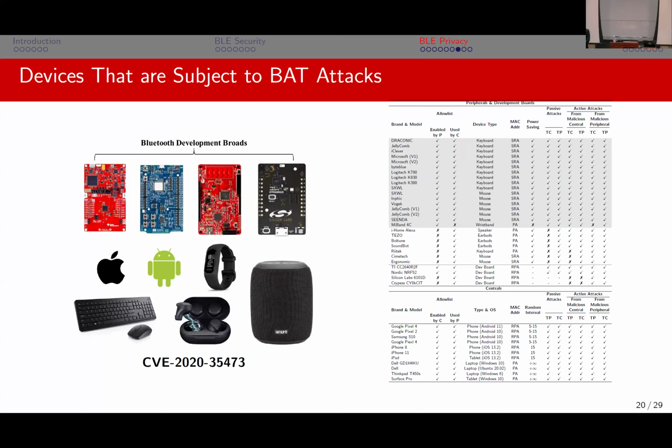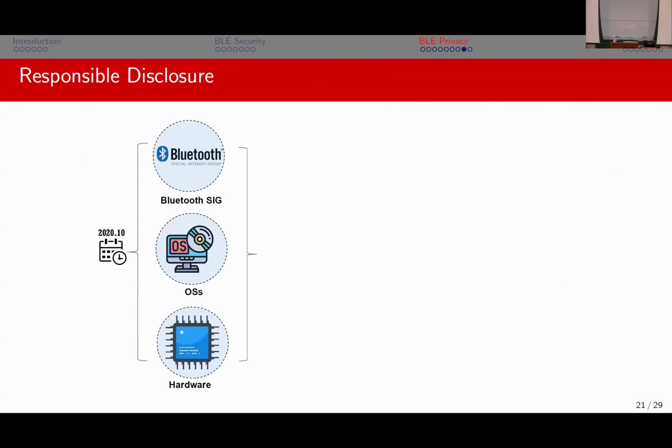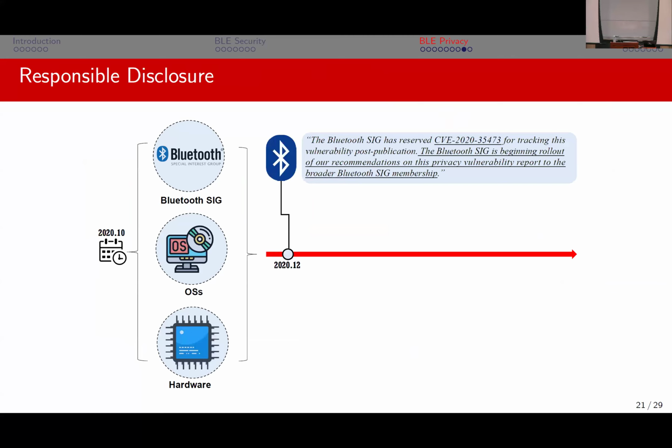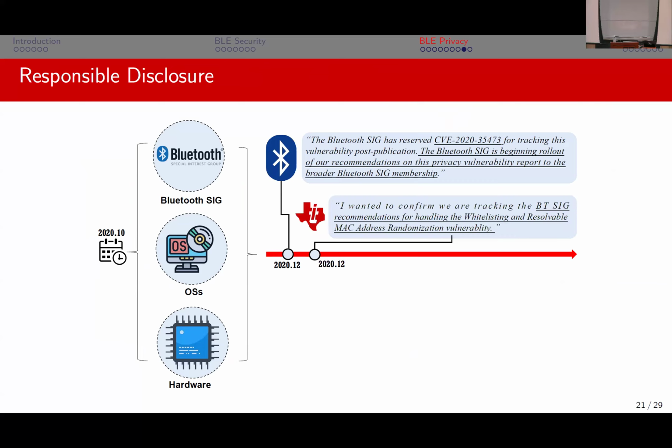Imagine the entire industry never anticipated this, and it's all flawed. We tested in 2020, and this has continued to hold. All those development boards and devices on the market are vulnerable. This was also our responsible disclosure process. We disclosed to the Special Interest Group, and they actually filed it, so we didn't. Then we talked to TI, who manufacture the chips, and they followed the process with this group.